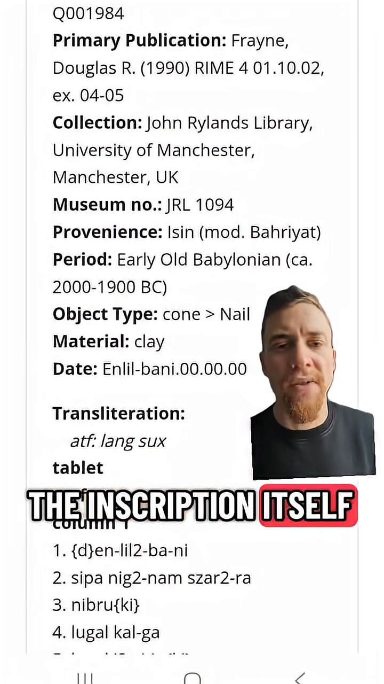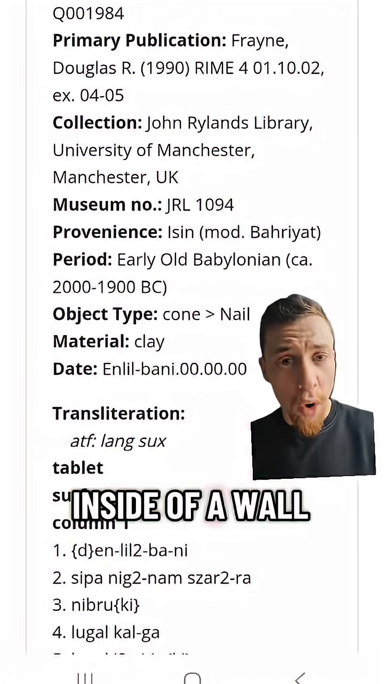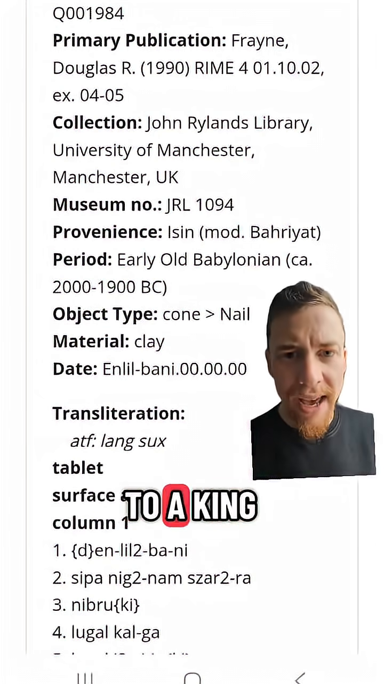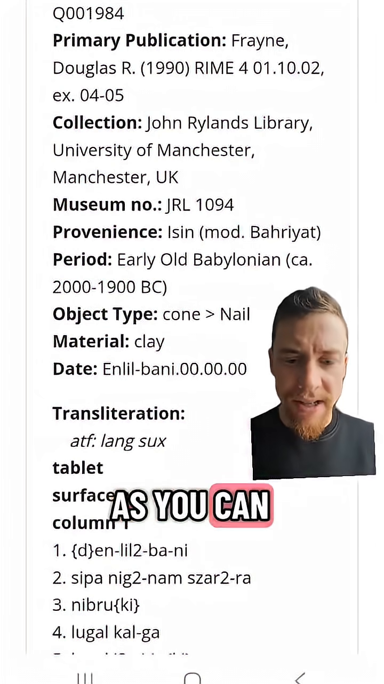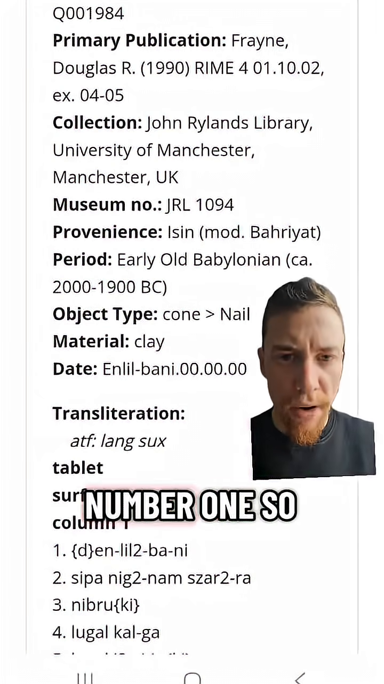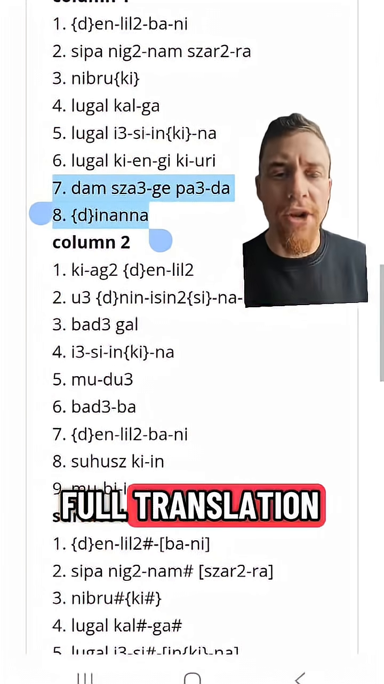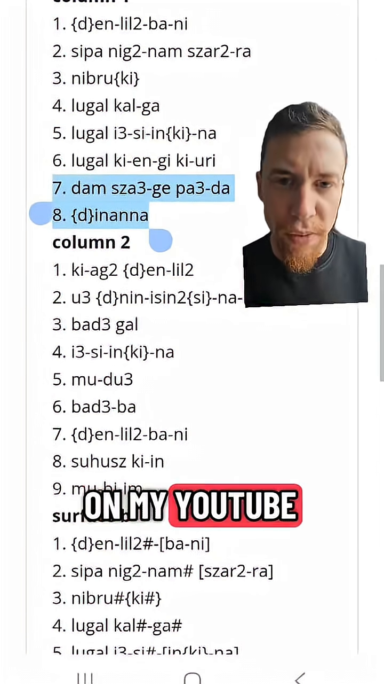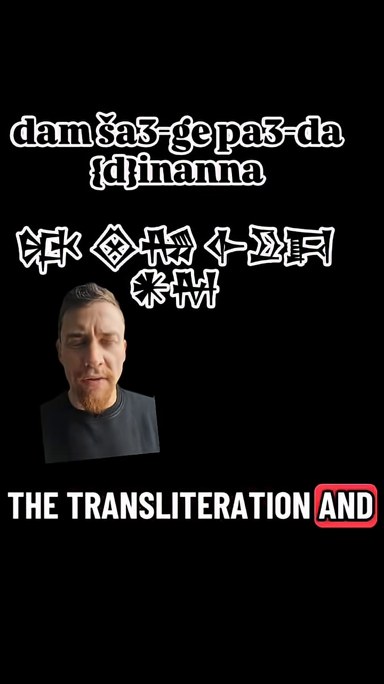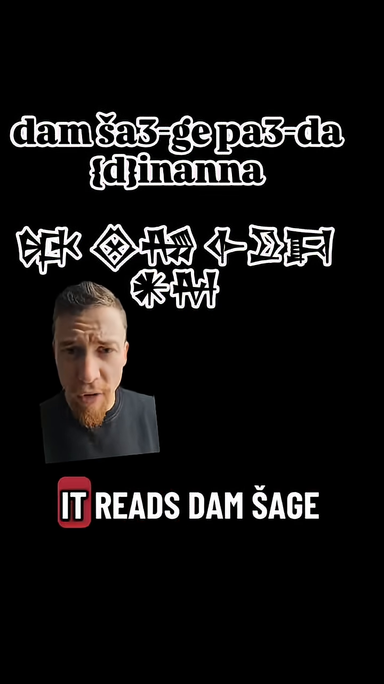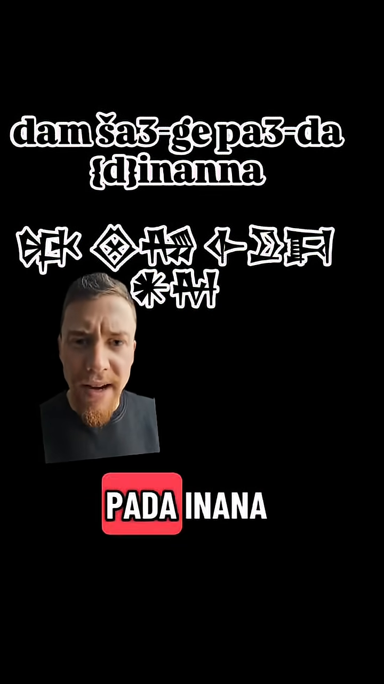The inscription itself tells us that it was probably inside of a wall, and it's dedicated to a king known as Enlil-Bani. As you can see, his name is just at the top there on line number 1. So this is the line that we're going to focus on today. If you are interested in a full translation, that is available on my YouTube. So here is the transliteration and, of course, the signs. In Sumerian it reads: Dam shage pada Inana.